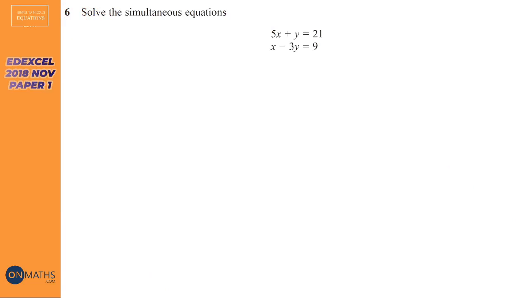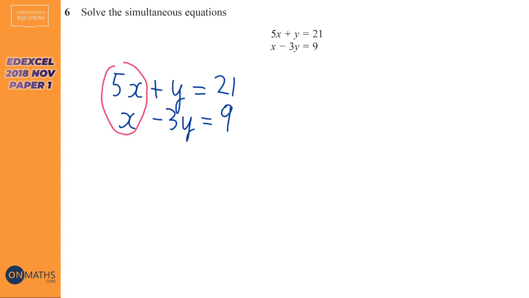Now, for this first question especially, there are loads and loads of different ways of doing it. I'm just going to do one of the methods. If you've got a different one that works, stick with it. That's absolutely fine. So I'm going to write out the equations just a bit bigger. Now, when it says solve simultaneous equations, what it means is find out what x is and find out what y is.